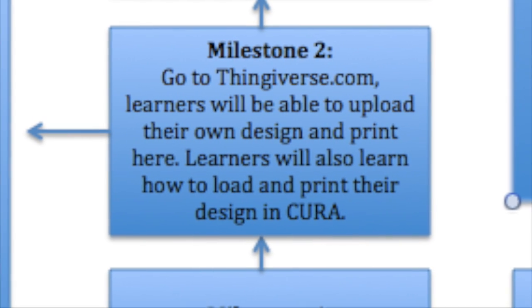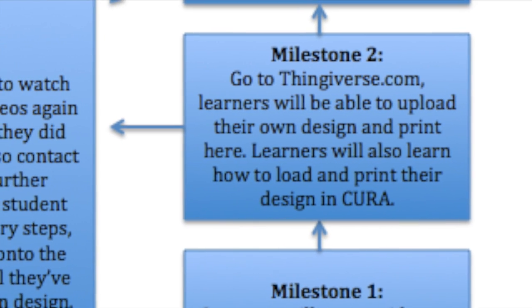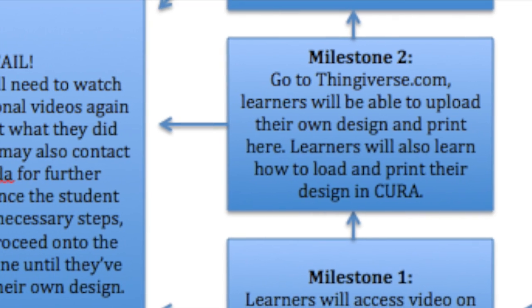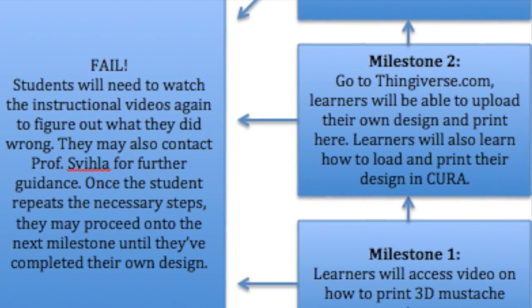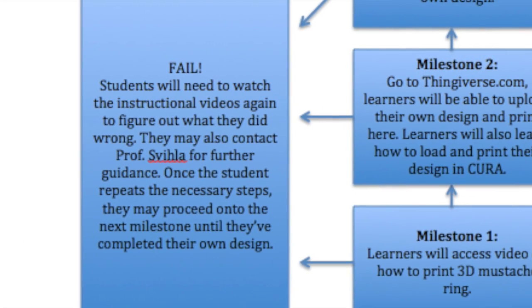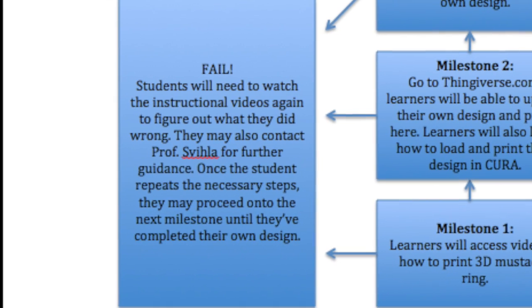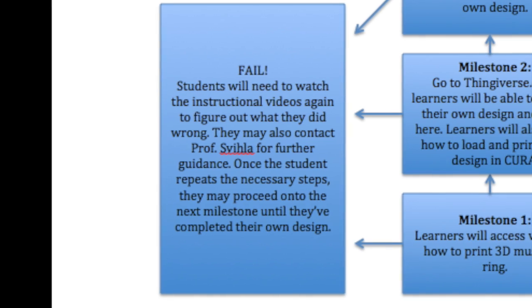If the learner is unsuccessful at any point in the process and does not achieve the milestones, they can go back and rewatch the instructional videos to figure out what they did wrong. They may also contact Vanessa for further guidance, and once the student repeats the necessary steps, they may then proceed onto the next milestone until they've completed their own design.